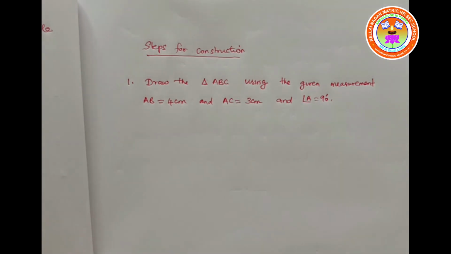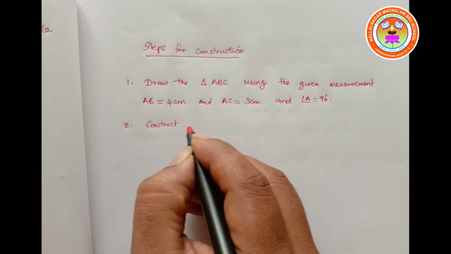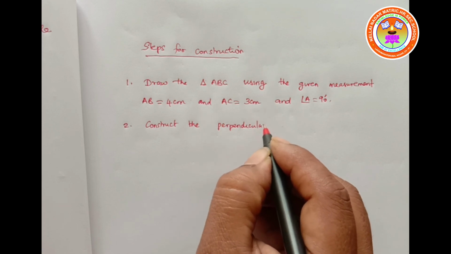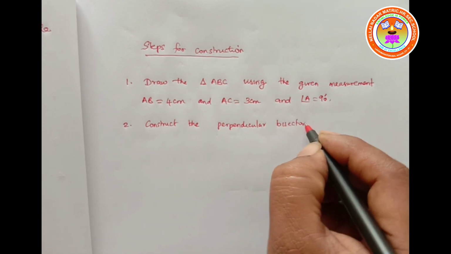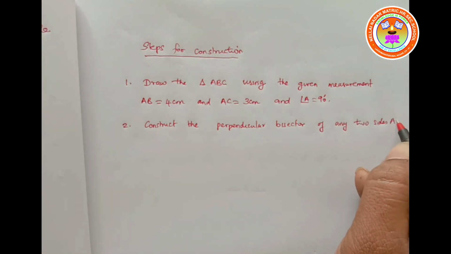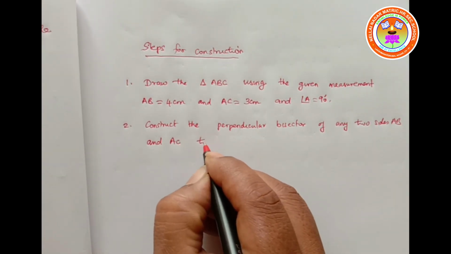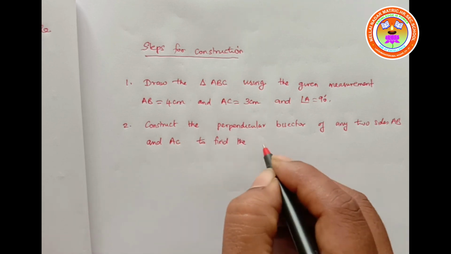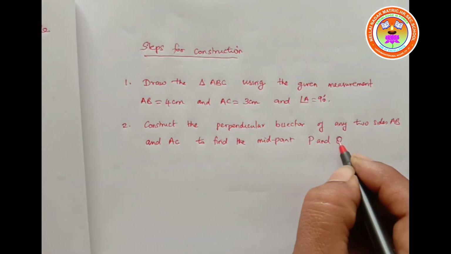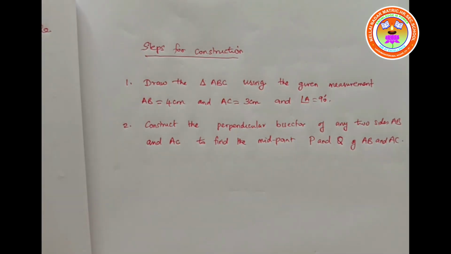It's clear, children? Now second point is construct the perpendicular bisector of any two sides AB and AC to find the midpoints P and Q of AB and AC. It's clear, children?